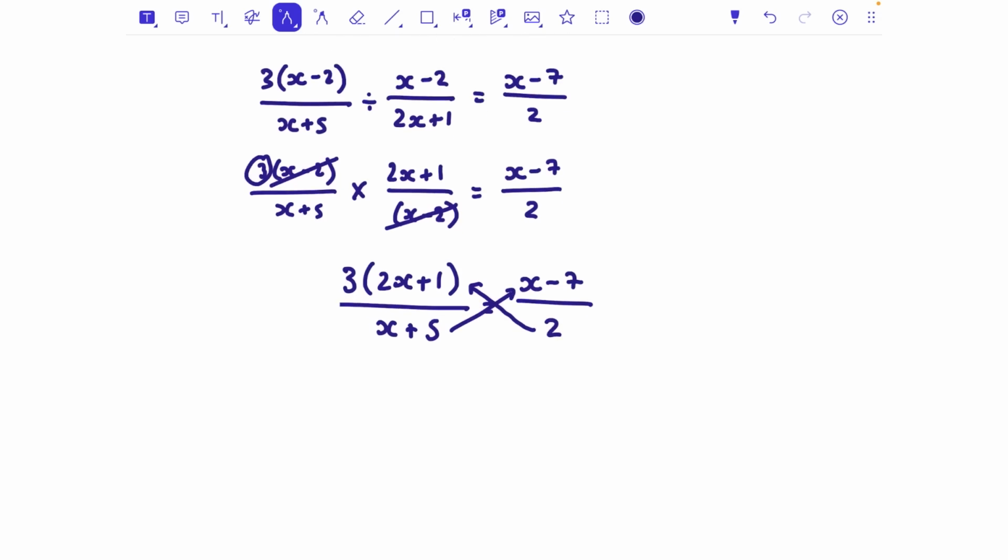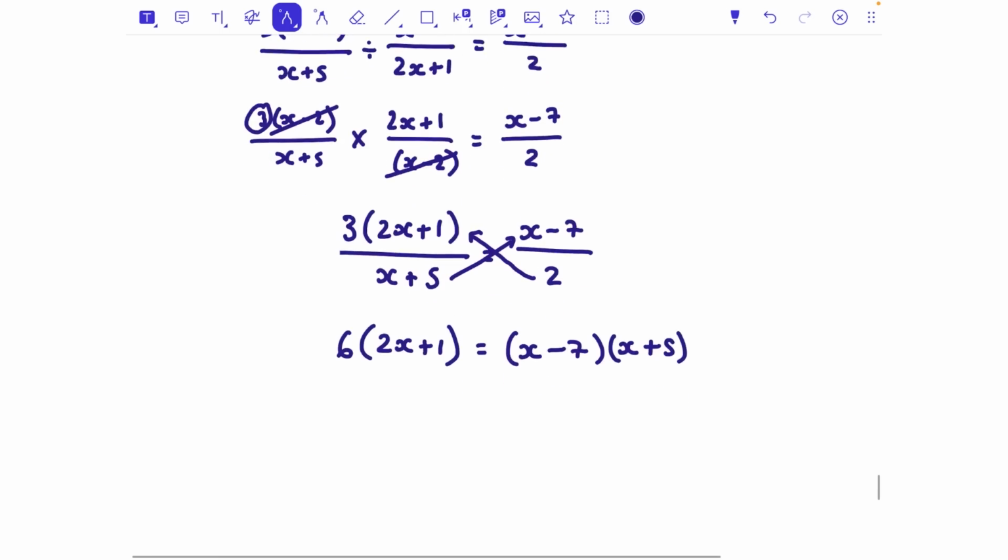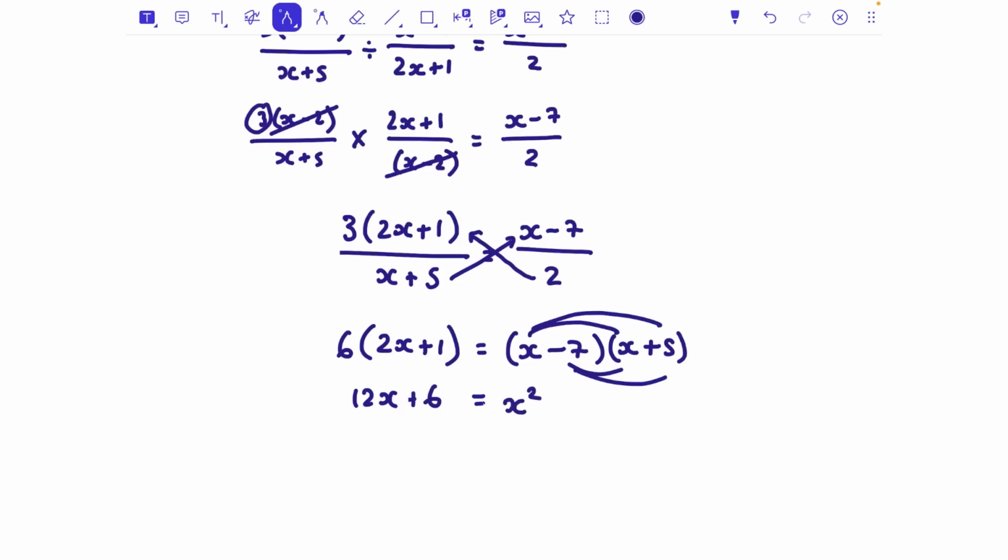So I'm going to do 2 lots of this, which makes it 6 lots of 2x add 1, equals, and then on this side I've got x minus 7 and I'm multiplying it by x add 5. That is 12x add 6 equals, and then on this side I'm going to expand this out, x squared add 5x minus 7x minus 35.